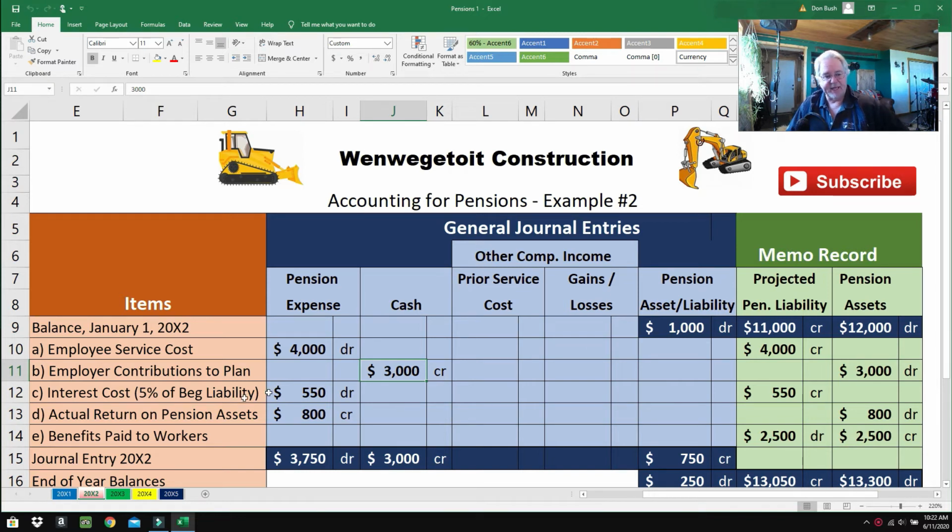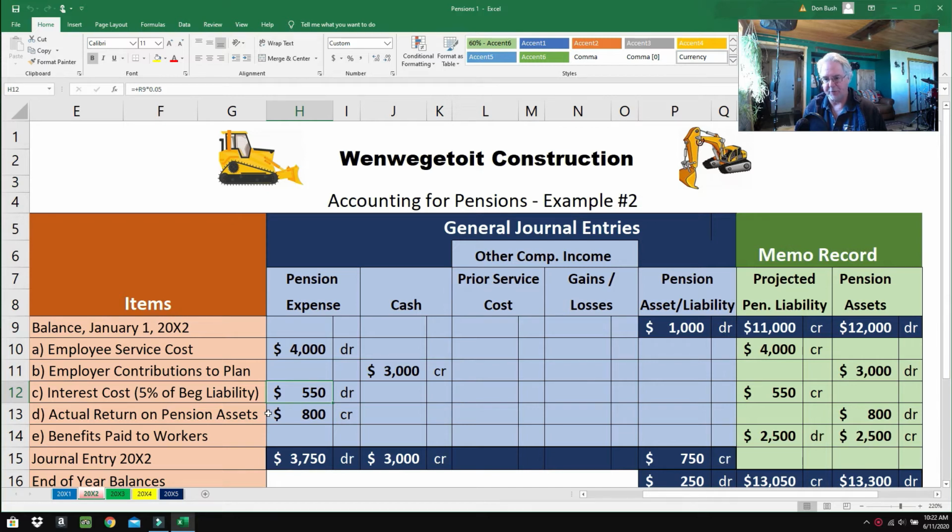Letter C, interest cost, $550. Where'd that come from? Well, it's 5% of the beginning liability. So here's the beginning liability right here, $11,000. If you take $11,000 times 5%, you get $550. So why are we doing this, and why 5%? Well, I just chose 5% as the interest rate. Of course, it may vary in real life, but in this example, we're just using 5%.